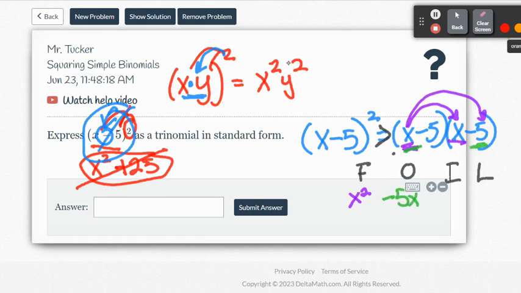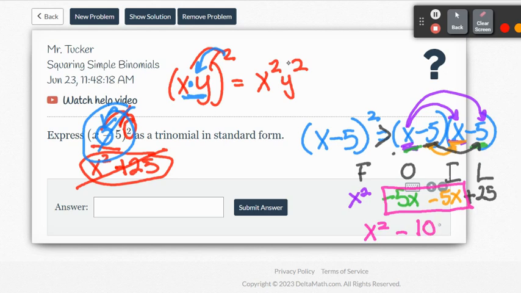And then I have this negative 5 on the inside gets multiplied by this x that's on the inside. Those are called the inners. So negative 5x again. And then I finish with negative 5 times negative 5, which will give me a positive 25 to complete my FOIL process, my double distribution, if you will. And then I just combine my like terms, and that gives me x squared minus 10x plus 25 as the correct solution to this problem.